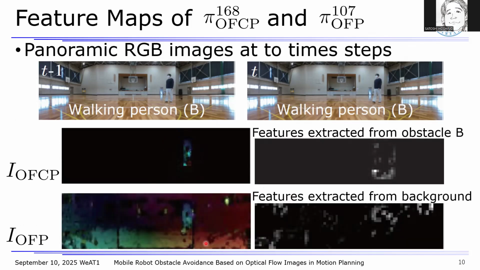In contrast, for the panoramic optical flow image, features were extracted not only from the obstacle, but also from the entire background. By comparing these feature maps, we found that using panoramic optical flow cropped images allows the robot to plan the motion, particularly focusing only on the moving direction of the obstacle.